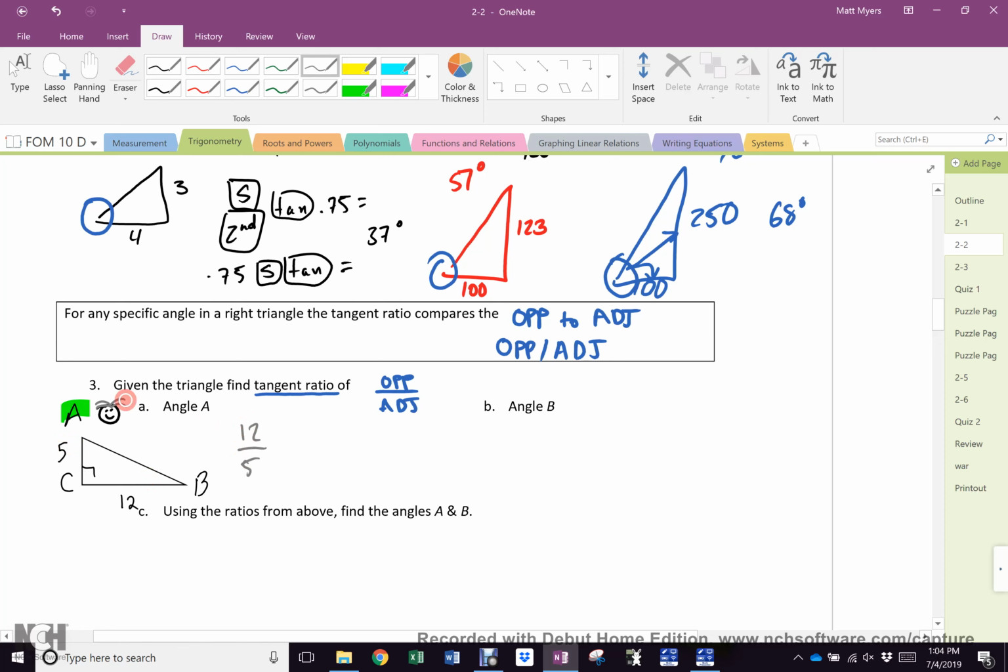Now, what happens if I slide down the triangle and now I'm down here at B? What's the ratio for B? 5 over 12. Everybody cool? Because now I'm down here, so the opposite and the adjacent have changed. Using this information, tell me how big is angle A and tell me how big is angle B. Go.